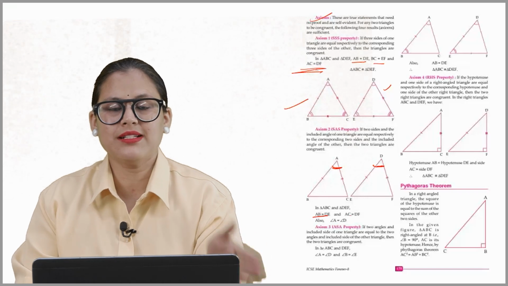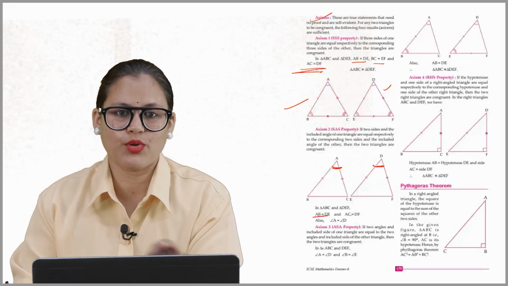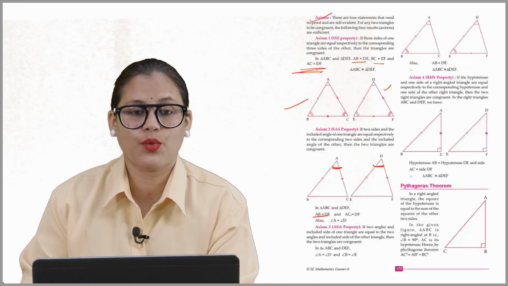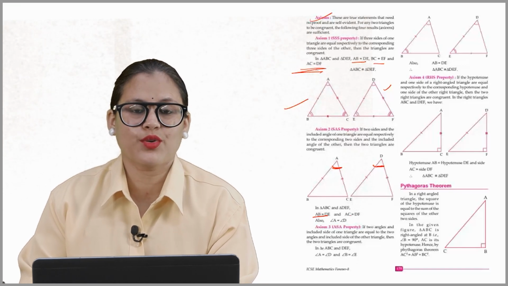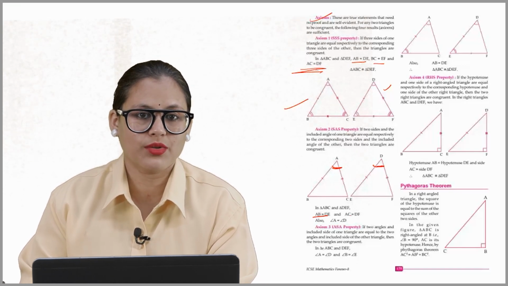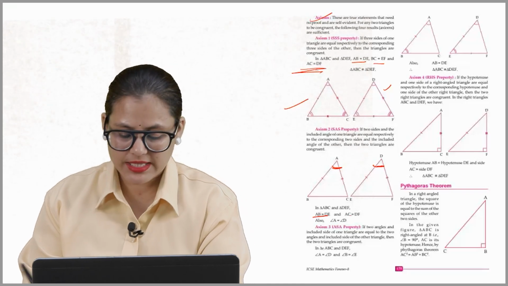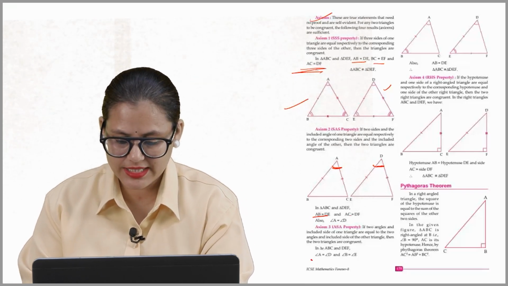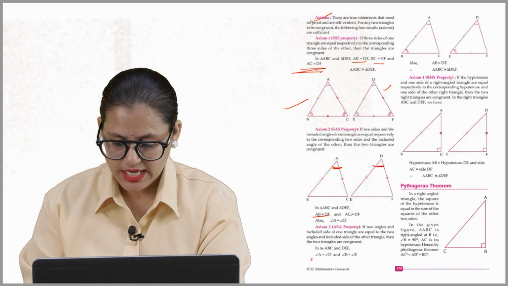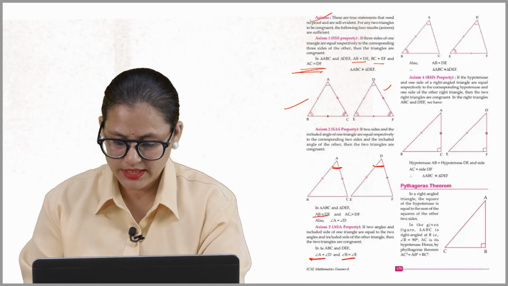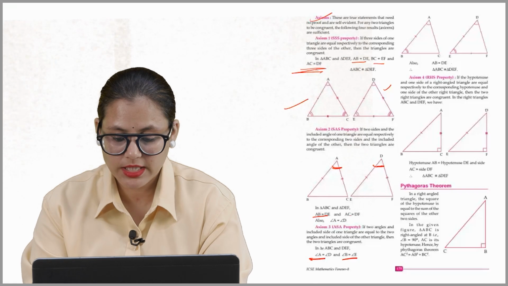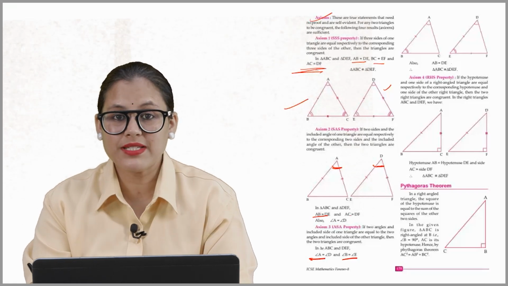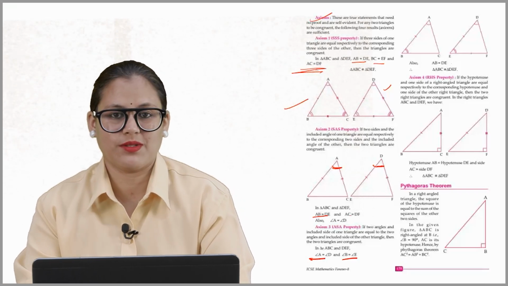Axiom 3 is angle, side, angle, that is the ASA property. If 2 angles and the included side of one triangle are equal to the 2 angles and the included side of the other triangle, then the two triangles are congruent. In triangles ABC and DEF, angle A is equal to angle D, angle B is equal to angle E, also AB is equal to DE, and triangle ABC is congruent to DEF.